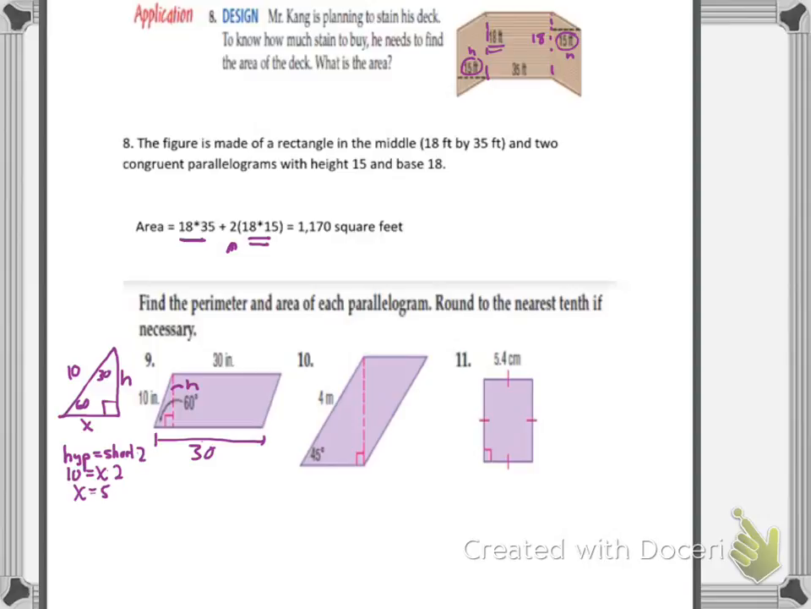Now we can use the other rule for 30, 60, 90s, which says long is equal to short times root 3. Now that's going to give us that long, which is h in this picture, because it's opposite the 60, h is 5 times the square root of 3. Okay, we're ready to get the area. The area of this parallelogram, A for area, is its base, 30, times its height, 5 square root 3. So that's area is 150 times the square root of 3.